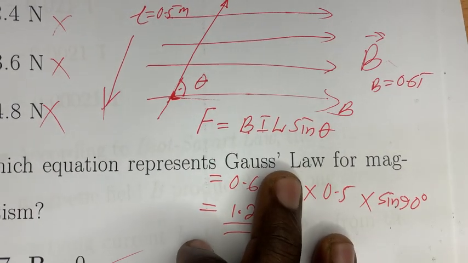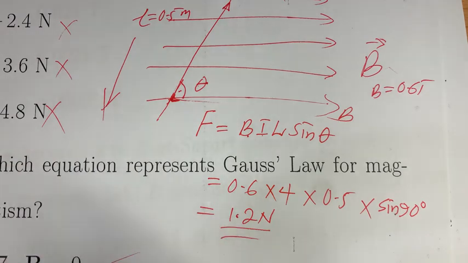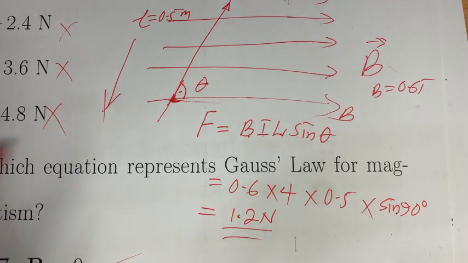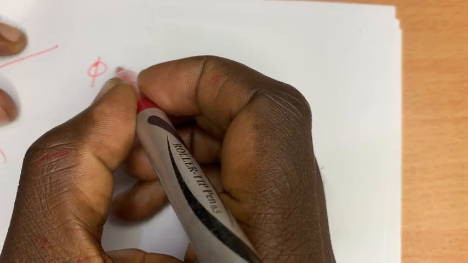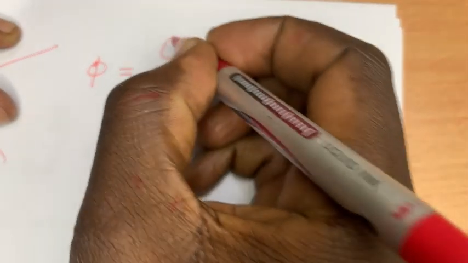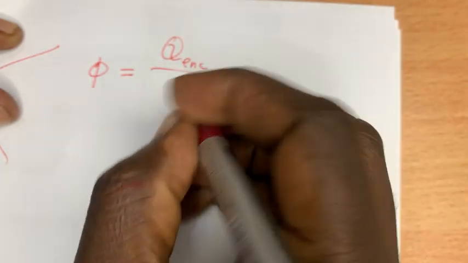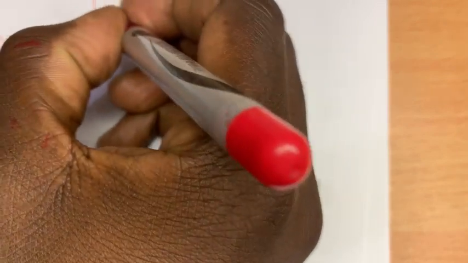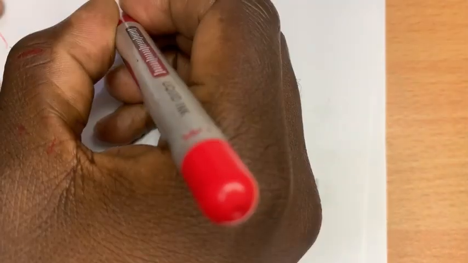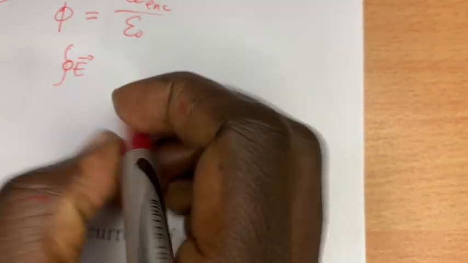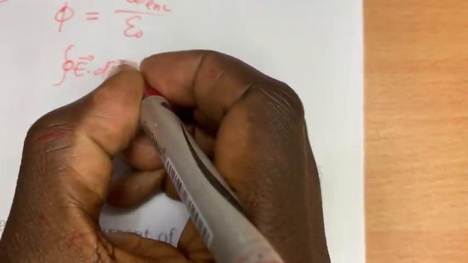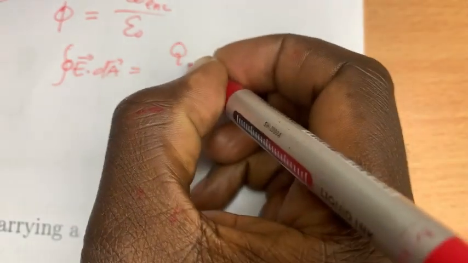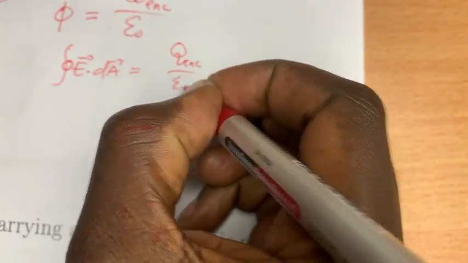Friedrich Gauss had many laws. He had one for electricity, and there is another one for magnetism. The one for electricity was the one where we said the electric flux is equal to enclosed charge divided by epsilon naught. Another way of writing this is to say integral E dot dA is equal to enclosed charge divided by epsilon naught.